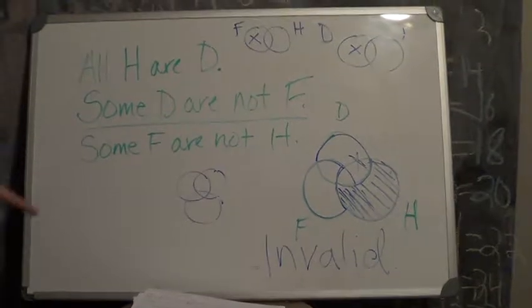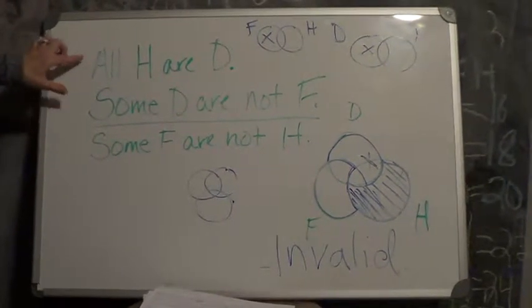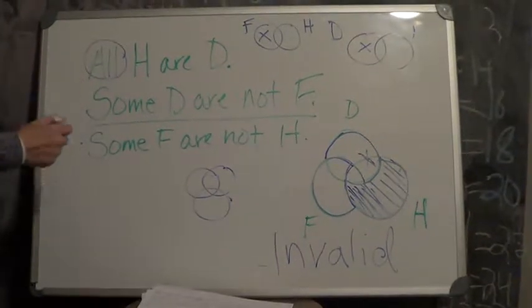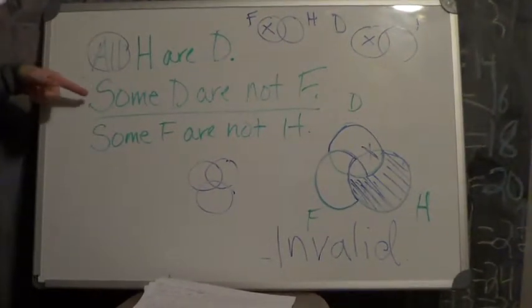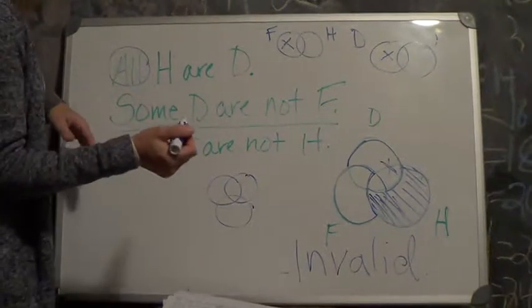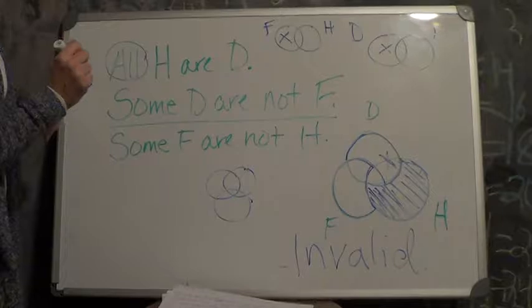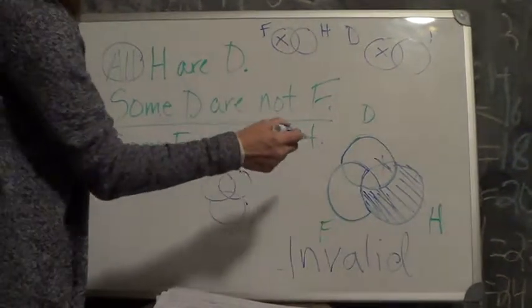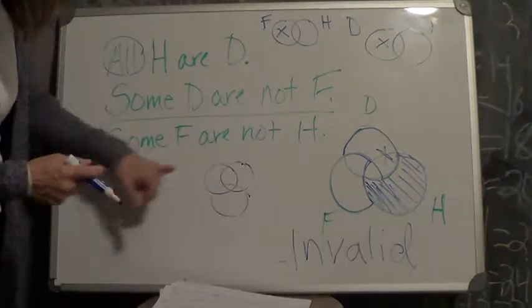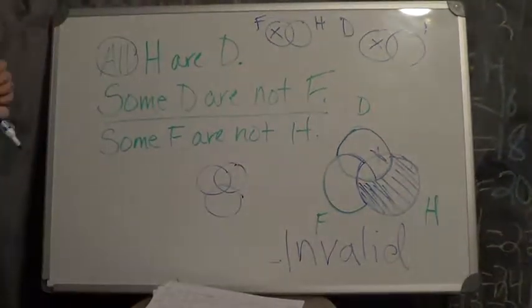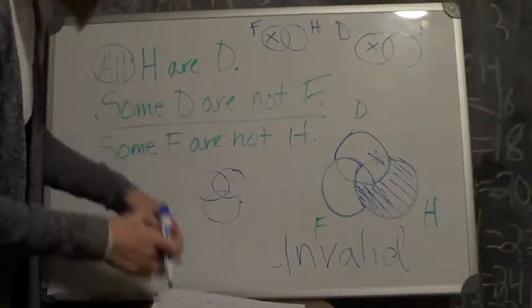So again, you diagram the premises. We diagram the universal premise first when we have a mix, because sometimes that forces you to put the X in a certain spot. In this case it didn't, so that was undetermined. And then because we don't have the conclusion diagrammed here, it's invalid. Alright, so let's try another one.